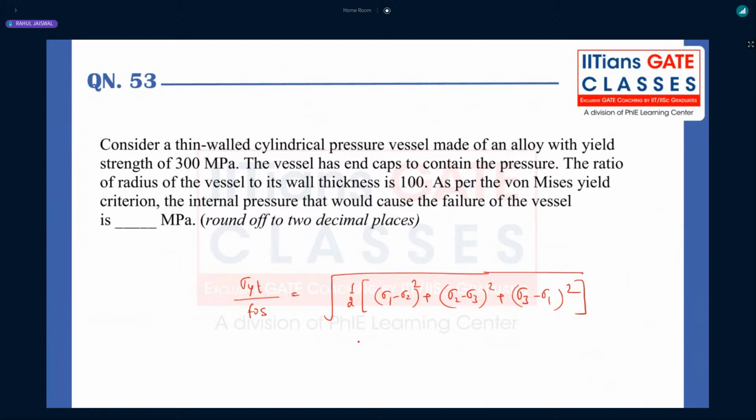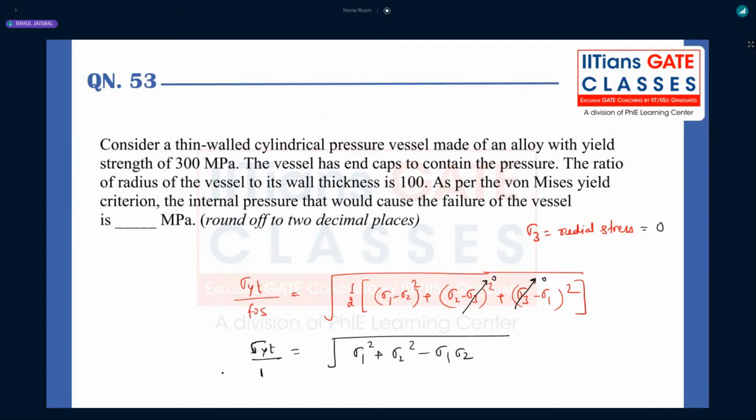Now in this one, what is the value of sigma 3? That is the radial stress. Unless in the GATE examination they mention to take the radial stress as minus p, we usually take it as zero. So when you put sigma 3 to be 0, you will be getting the formula in terms of sigma 1 square plus sigma 2 square minus sigma 1 sigma 2, that is sigma y by sigma yt divided by 1. From here you must know that sigma yt they have given in tension, right? So sigma yt is 300 megapascal.